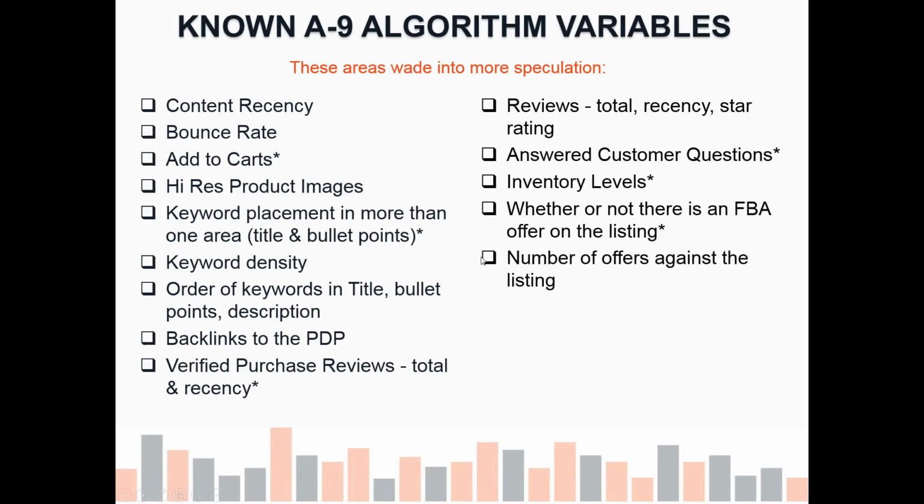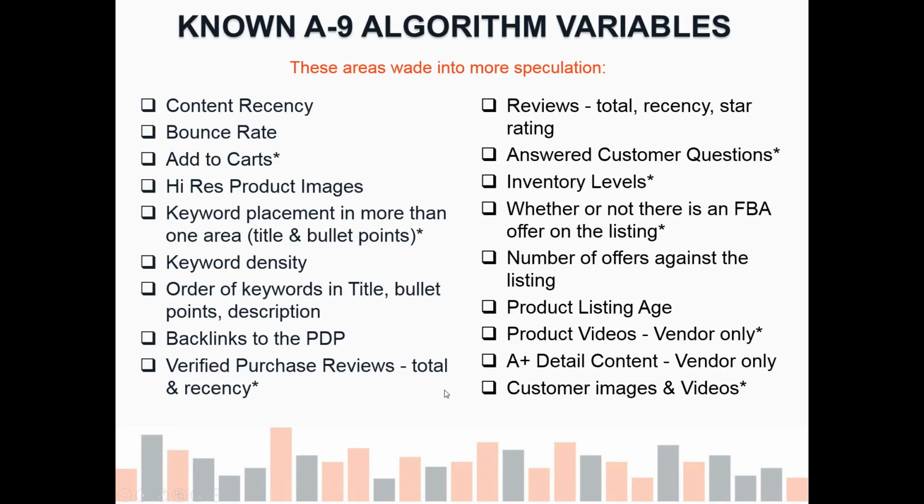Then whether or not there is an FBA offer, the number of offers against the listing, age, and product videos, if you're a vendor, A+ detail content, and the images and any other videos supplied by actual customers of the product. Those all could potentially affect the products, and we have seen some of them in certain instances benefit, but that needs to be repeated for us to be able to firmly establish that. So really, we have a lot of complex issues here that can play into how well your products are going to rank on the channel.